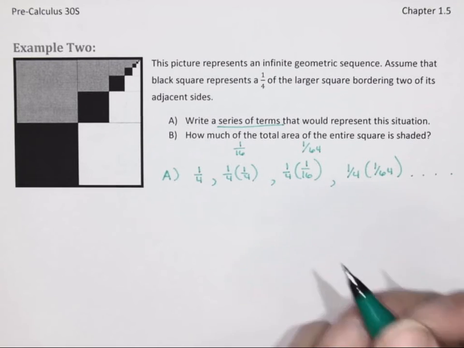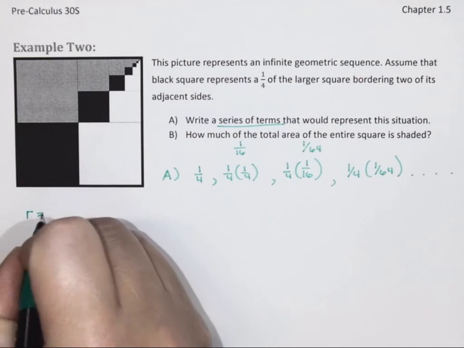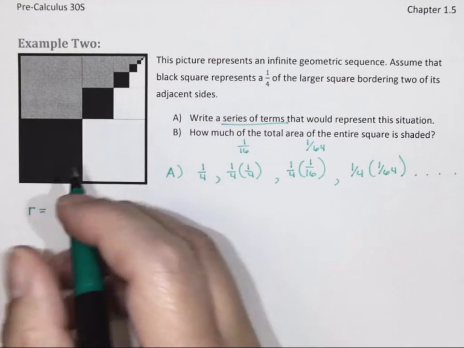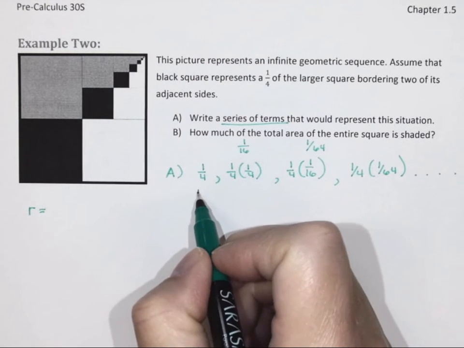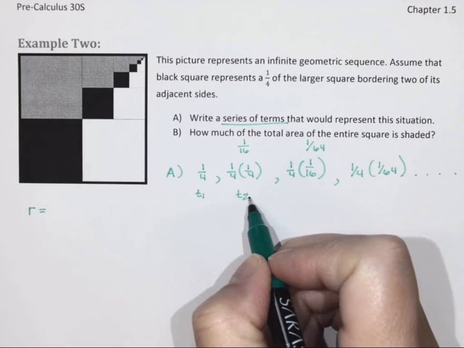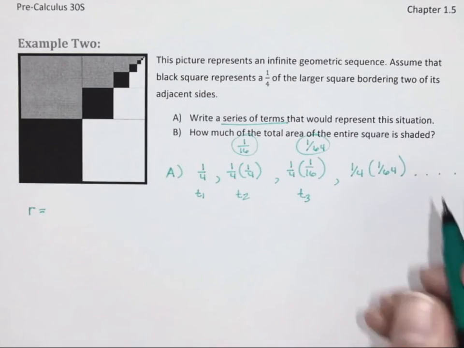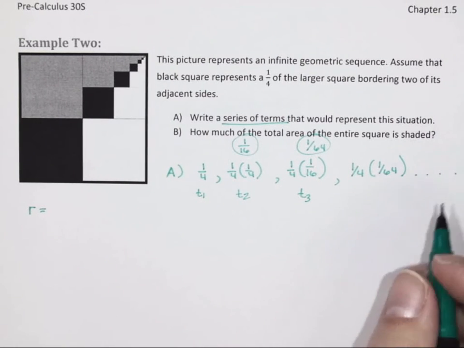First of all, we need to find our common ratio. And if you see it, you don't have to calculate it. But for those of us who can't see it, term 1 for me was this. Term 2 was 1/16. Term 3 was 1/64th. I didn't multiply those because I'm just going with it.